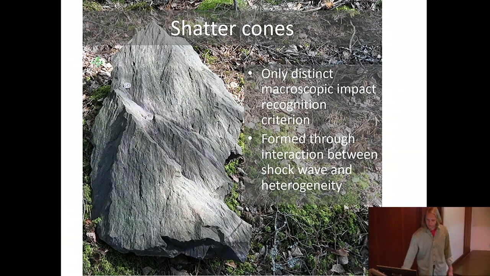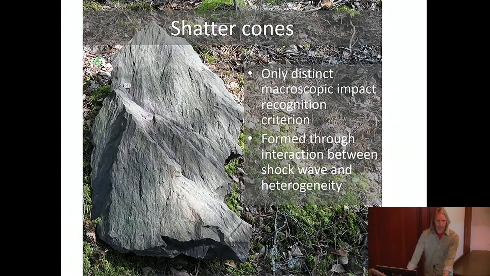Now, shatter cones are these conical features with striations on them, and they are the only distinct macroscopic impact criterion. Other criteria are either not distinct, for example, the crater shape isn't really a conclusive criterion, or they are not macroscopic, so you will first have to take samples. Shatter cones, however, allow to confidently confirm an impact structure while in the field without first having to make lab analysis. That is why they are well studied.